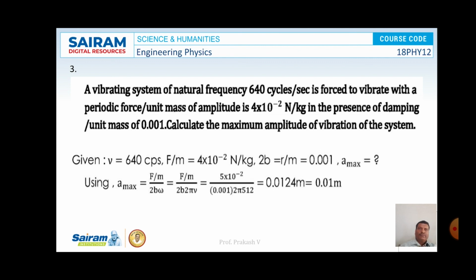So we know that A max is equal to F by m by 2b omega, or F by m divided by 2b into 2 pi mu. Now substitute the contents in the formula, so we get 0.0124 meter, that is approximately equal to 0.01 meter. So this is the solution for this problem.